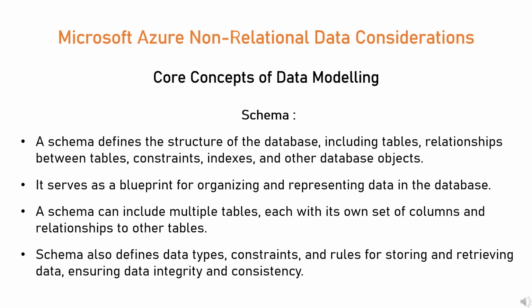Schema. A schema defines the structure of the database, including tables, relationships between tables, constraints, indexes, and other database objects. It serves as a blueprint for organizing and representing data in the database. A schema can include multiple tables, each with its own set of columns and relationships to other tables. Schema also defines data types, constraints, and rules for storing and retrieving data, ensuring data integrity and consistency.